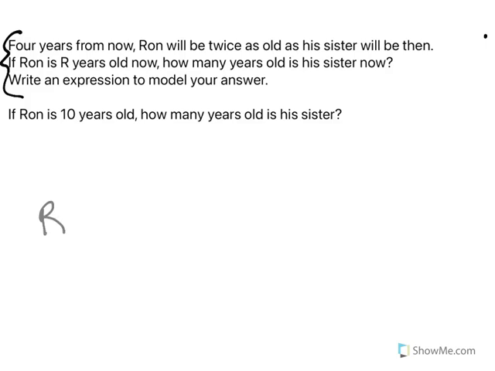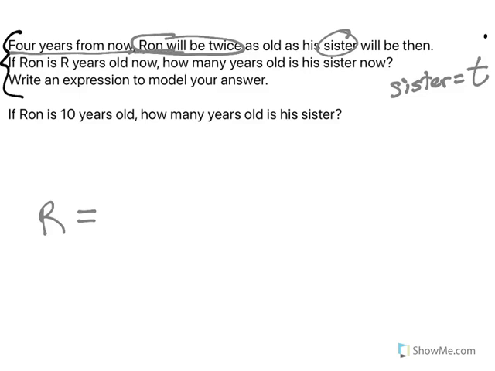And we know that in 4 years from now, Ron will be, okay, so this is the key here. Ron will be twice as old as his sister. We don't know how old his sister is, so let's call the sister, let's use the variable t. I don't like to use s, it looks like fives. Okay, so Ron will be, wait, let me back up.